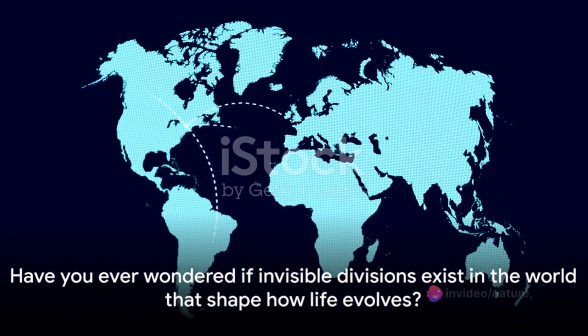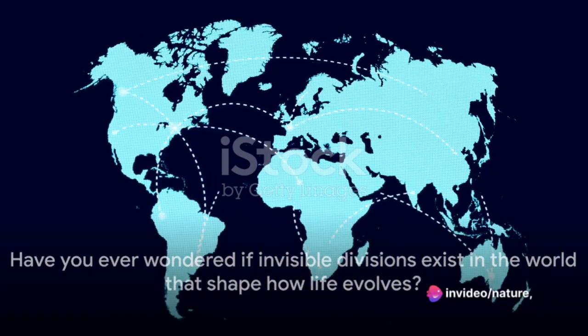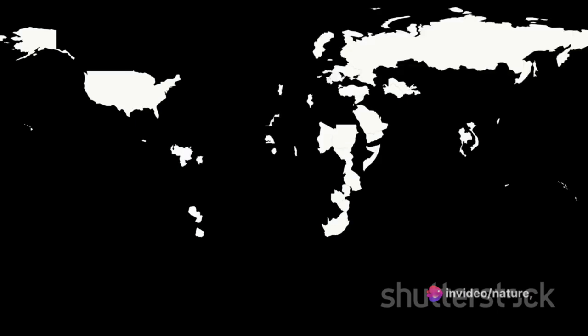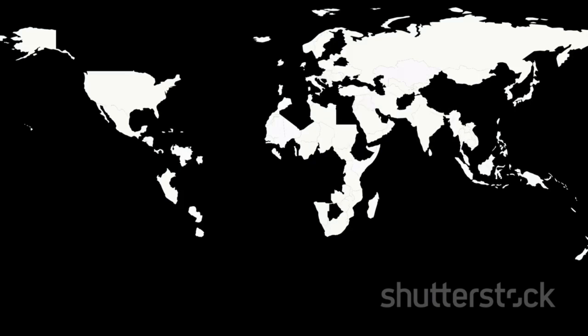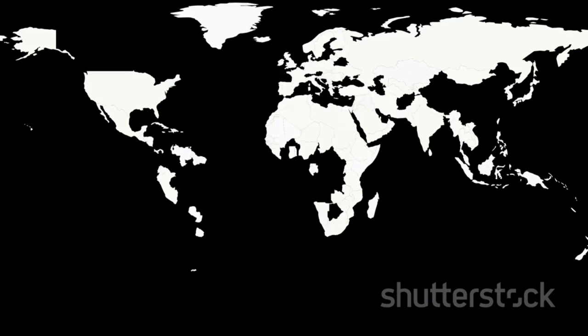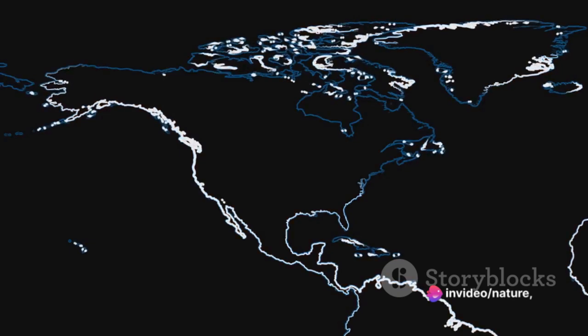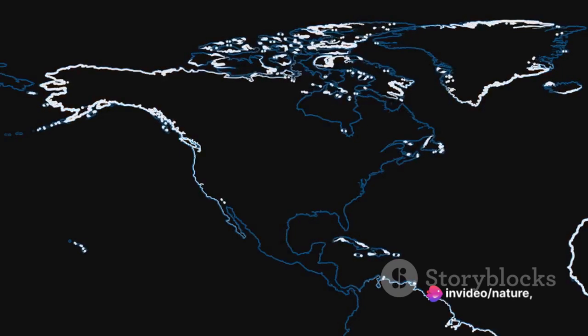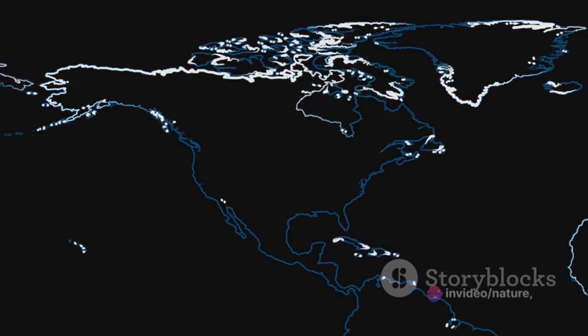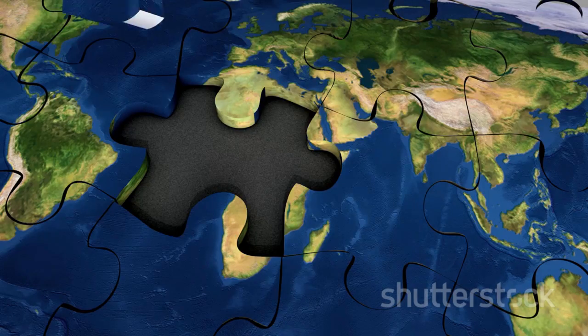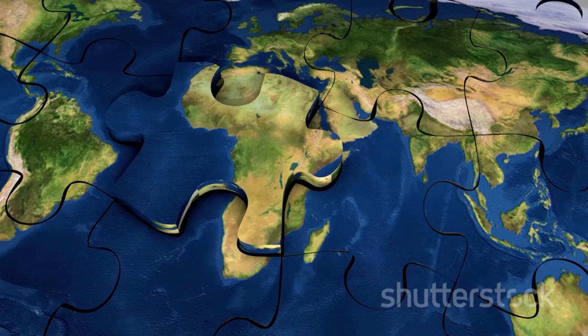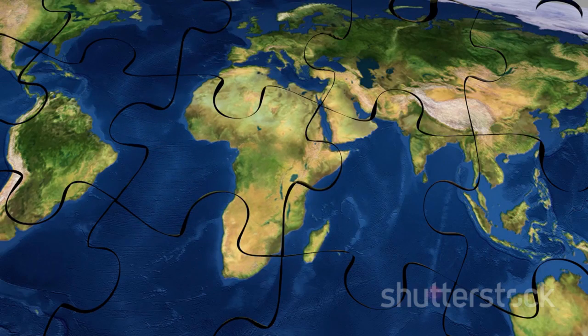Have you ever wondered if invisible divisions exist in the world that shape how life evolves? Let's take a journey through the lens of evolutionary biology. Somewhere in the deep corners of the Earth, there's a line, an invisible boundary, known as the Wallace line. This line, located between the ecozones of Asia and Australia, is far more than just a geographical demarcation. It's a testament to the intricate tapestry of life on Earth, and how it's shaped by the world's divisions.